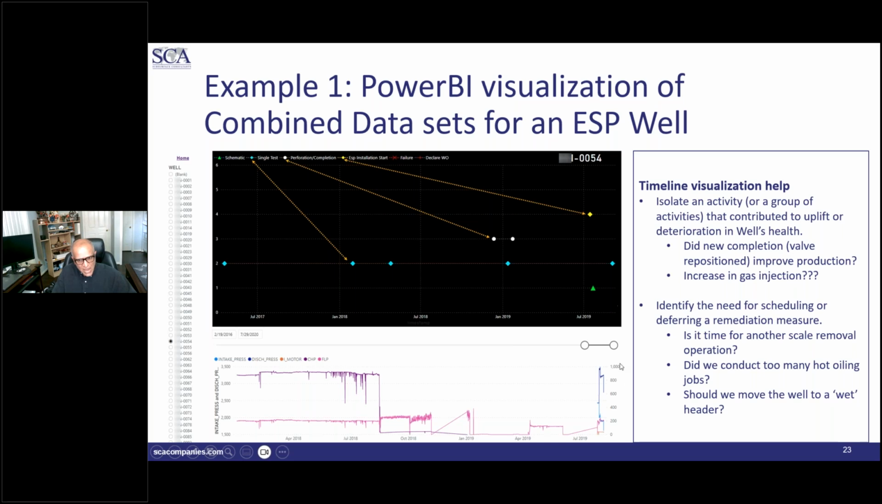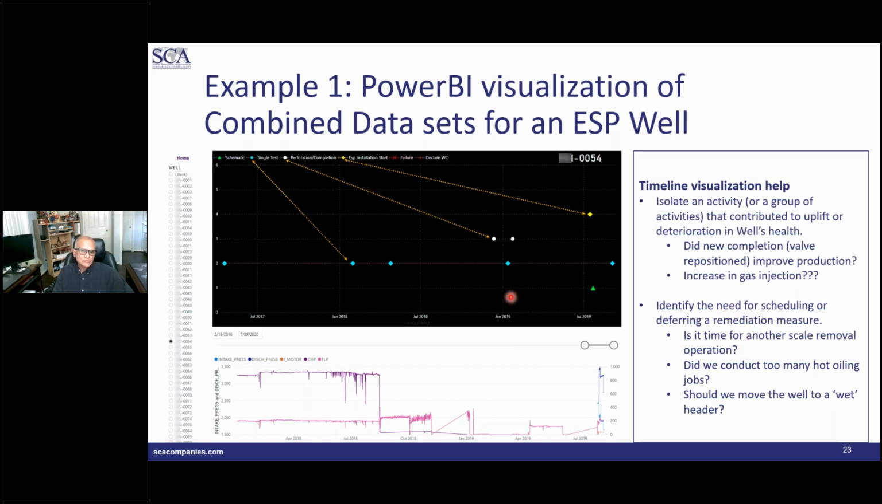So when you start pairing up like this, and then you prepare a feature set, then it really makes the analysis very easy. So this timeline visualization is very powerful. It helps you isolate the activity or group of activities that contribute to either uplift or deterioration of the well's health.